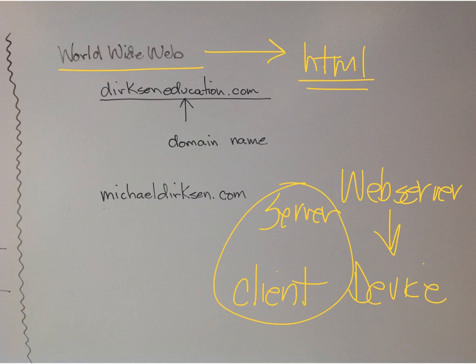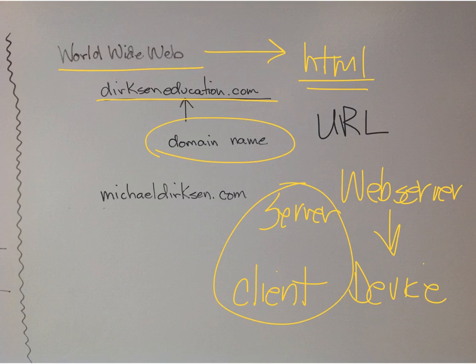Alright. So I had students go to dirkseneducation.com, asked them what this was. There were a variety of answers, but finally somebody got it. It's a domain name. It is part of a URL. Then we also went to michaeldirksen.com. Talked a little bit about domain names, but more about that later on.